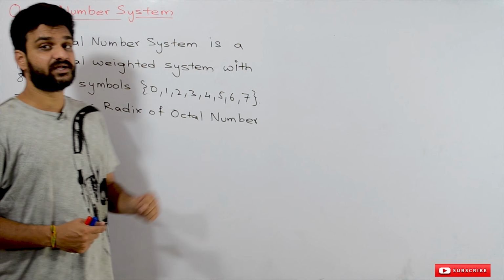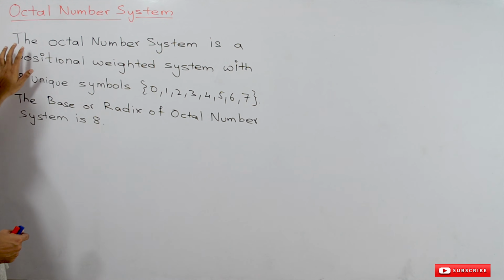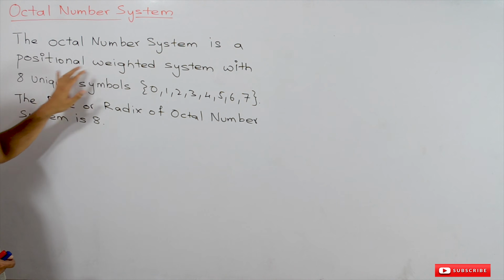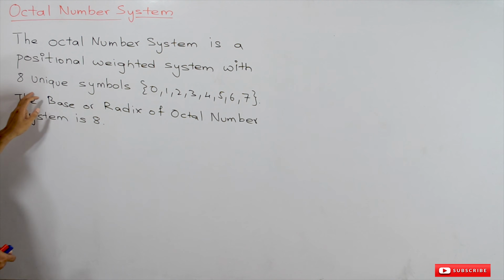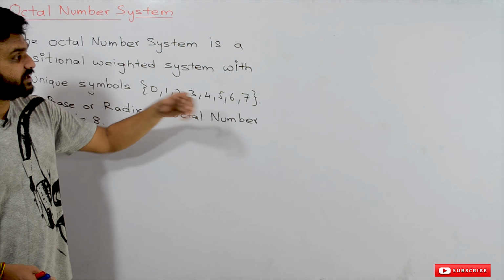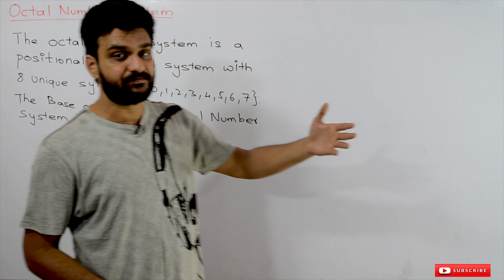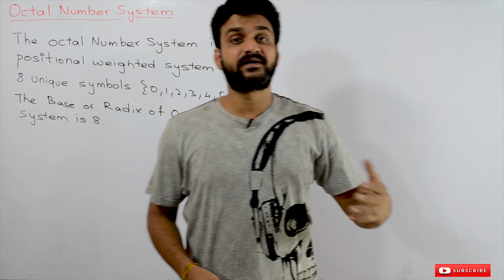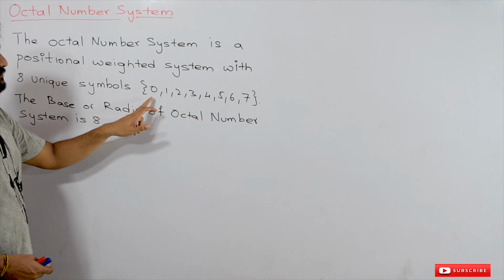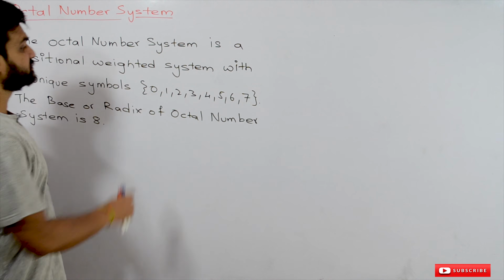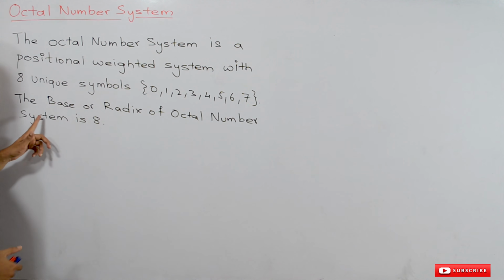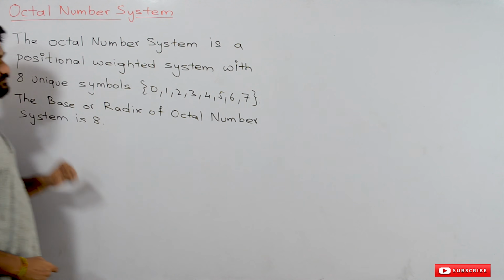The definition of the octal number system states that the octal number system is a positional weighted system with 8 unique symbols. These are the symbols. You take any octal number, that octal number is made up of any of these symbols, and the symbols are 0, 1, 2, 3, 4, 5, 6. The base or radix of the octal number system is 8.